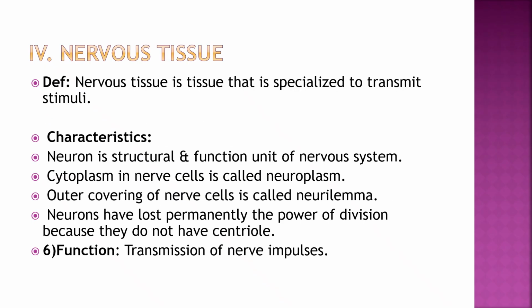Fifth tissue. So nervous tissue is a specialized tissue which transmits the stimuli. So in characteristics, neuron is a structural and functional unit of the nervous system. The cytoplasm present in the nerve cells is called as neuroplasm, and the covering is called as neurolemma. Now neurons have lost permanently the power of division because they do not have centriole, so they do not divide, and the function of the neuron is transmission of nerve impulses.